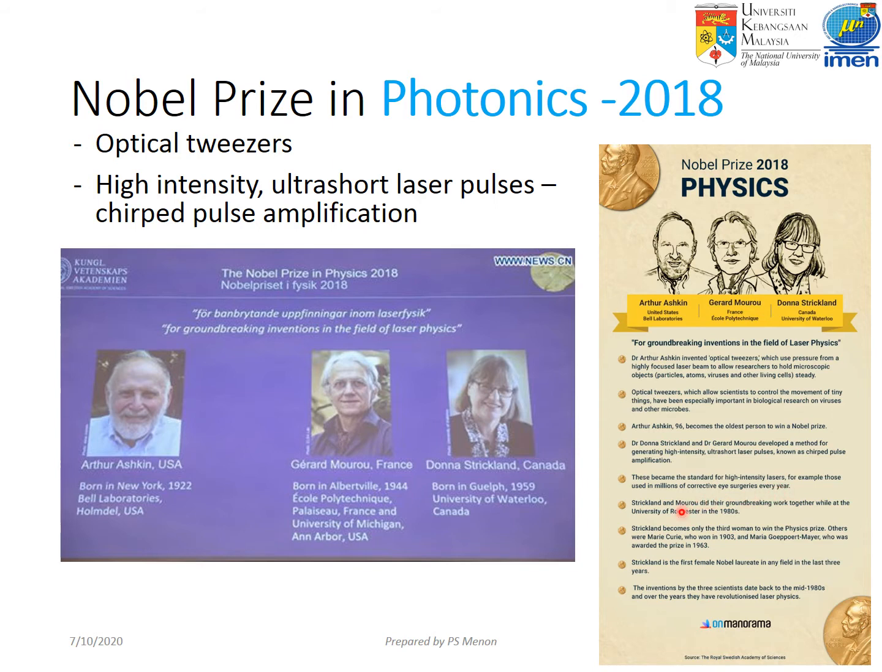Okay, so they did their groundbreaking work in University of Rochester, 1980s. And so you can read further if you're interested to know more. Okay, so this is the third Nobel Prize in photonics.